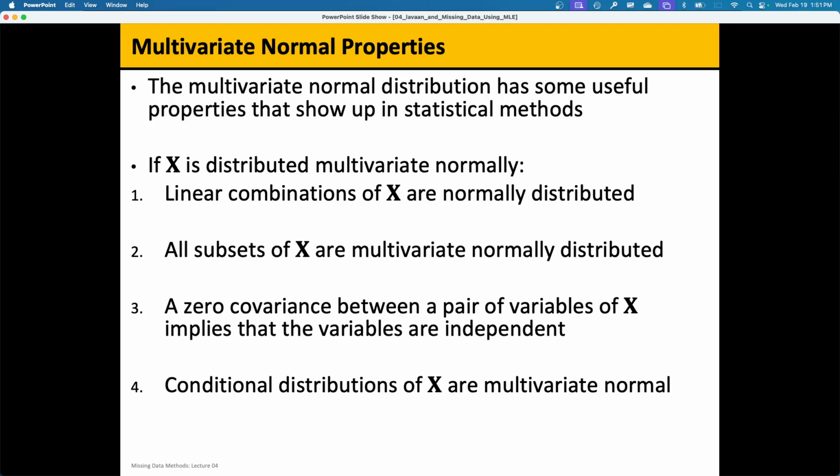Okay? So if you have data that are multivariate normally distributed, if this vector of data x is multivariate normal, then these four things are true. Number one, linear combinations of x are also normally distributed. Linear combination, think of the most basic one, sum all the x's together. The result of the sum of x will be a univariate normal distribution, but still normal, and you can show it, right?